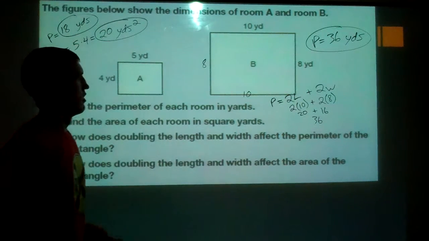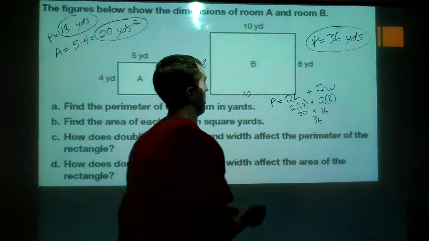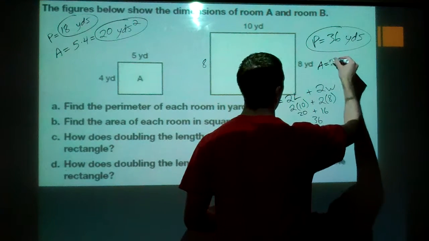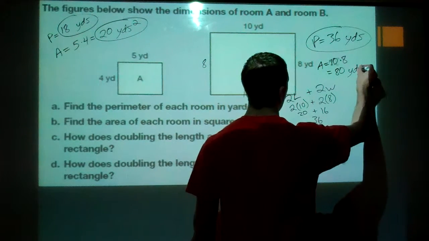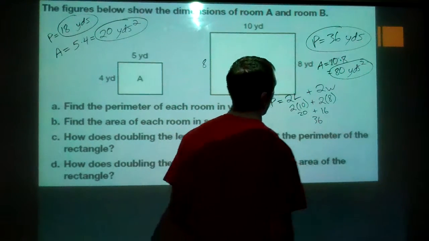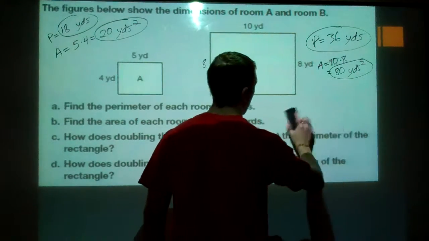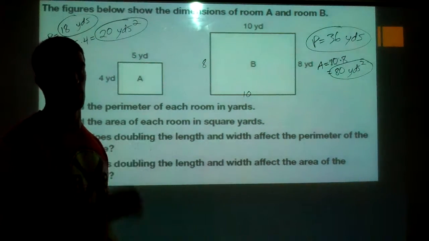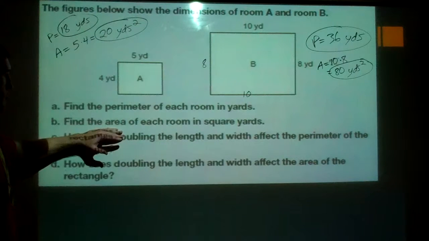And if we do area, we will do length times width. So 10 times 8, area is, let's do length times 8, 80 square yards. Okay, squared. I'm gonna erase my perimeter here. And once again, if you do forget how to do the perimeter formula, you can always count up and add all your sides. Alright, so we have the perimeter of each room, we have the area of each room.